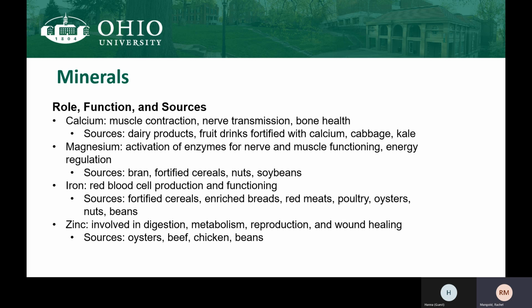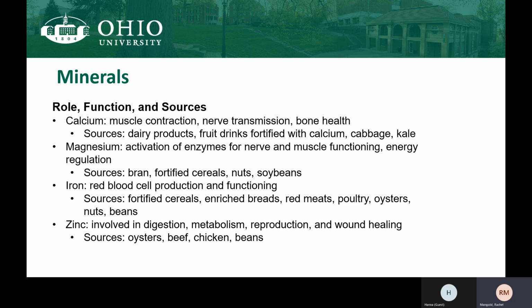Next up, we're going to talk about iron. Iron is something that we're probably all pretty familiar with. This is important for red blood cell production and functioning. A lot of times you'll hear of iron deficiencies, maybe you're anemic. Women typically need more iron in their diet or through supplementation because of their menstrual cycle and the loss of blood. Some sources of these, again, fortified cereals, enriched breads, red meats. Just be careful and conscious of fat content there. Poultry, oysters, nuts, and beans.